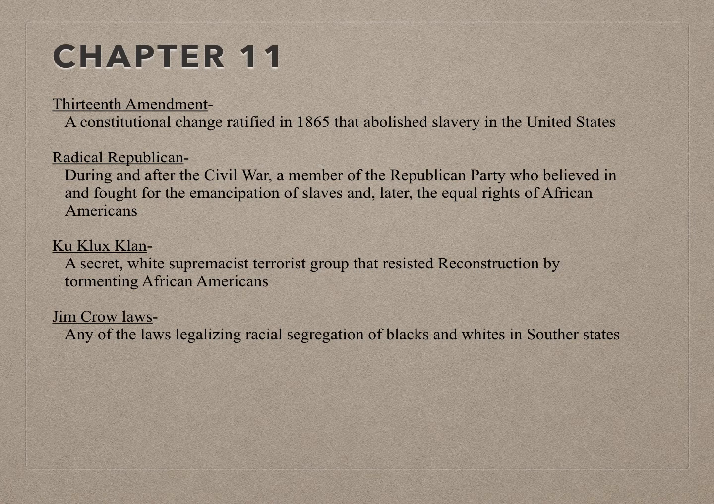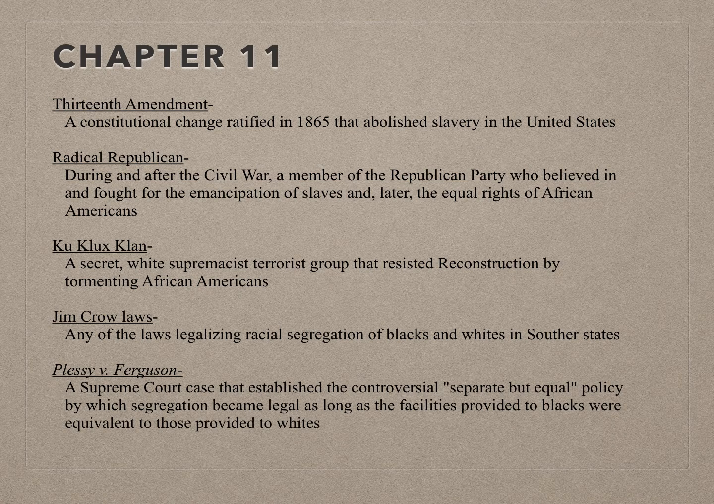And our last term for Unit 1, Plessy versus Ferguson. Again, this is in italics for a reason. This is a Supreme Court case. And this is the Supreme Court case that established what was called the separate but equal doctrine. Okay, and it was very controversial. And this was the policy that allowed segregation to be legal as long as the facilities provided to blacks were equivalent to those provided to whites.